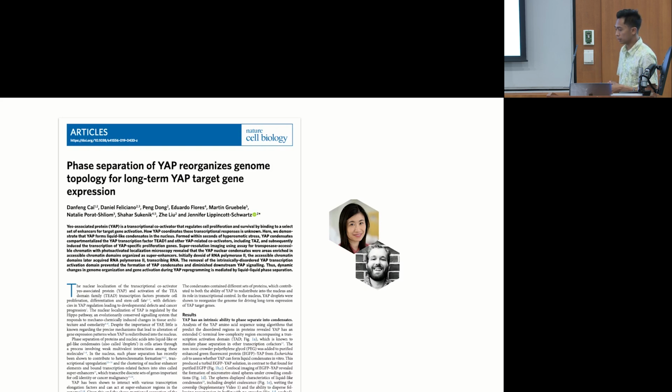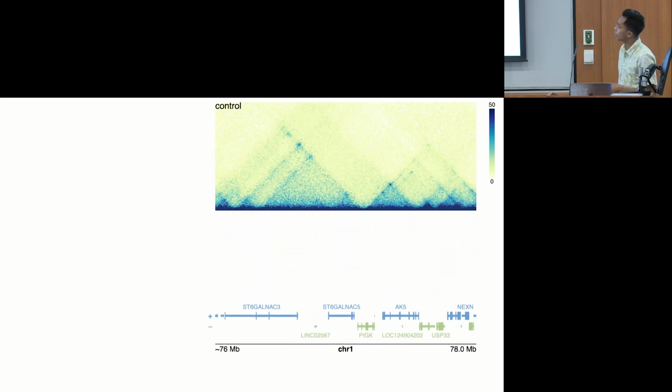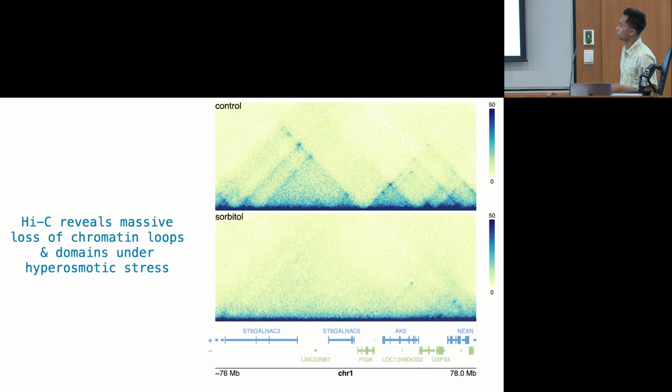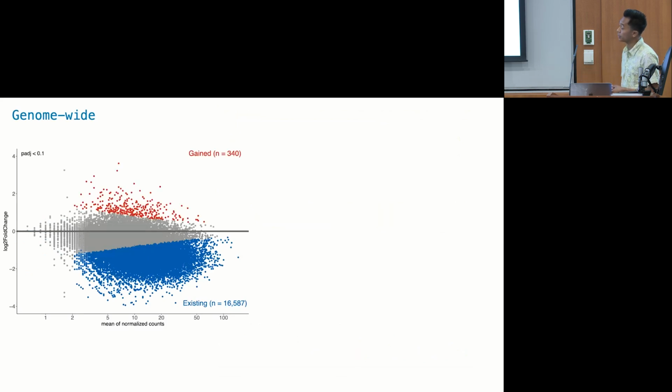So we took their HEK293 cells, and we treated them with sorbitol for 1 hour. You can see all these beautiful chromatin interactions. These triangles are an example of a domain. And it turns out after you treat them with sorbitol, you get this massive loss of chromatin loops and domains under hyperosmotic stress. This is one example region on chromosome 1. We also see this loss happening genome-wide, but we also see a gain of a couple of hundred loops, which suggests that this is a genome-wide nuclear rewiring.